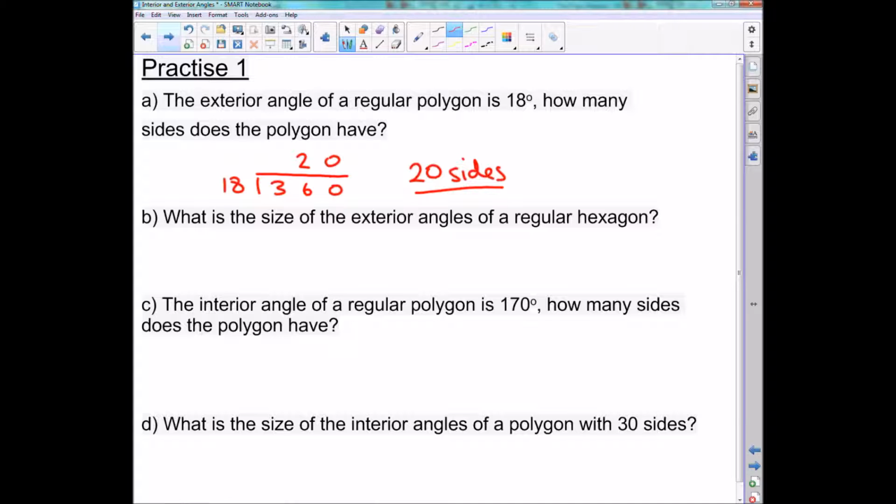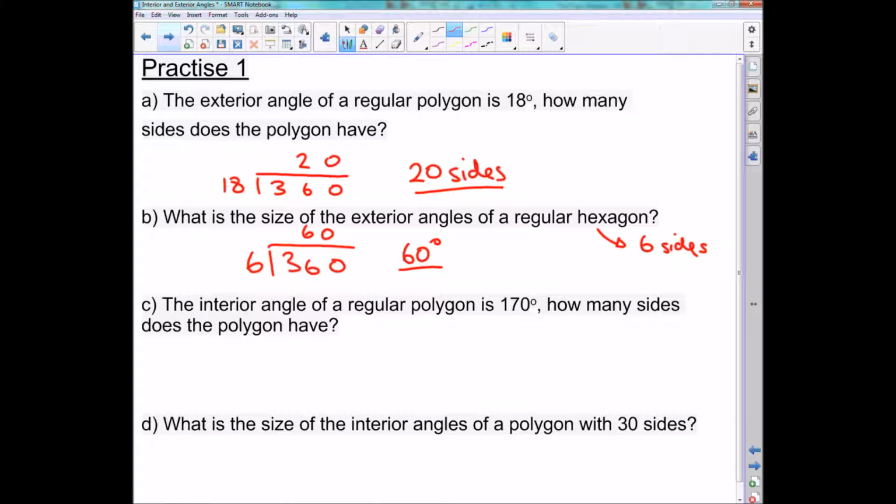B, what is the size of the exterior angles of a regular hexagon? So hopefully everybody knows that a hexagon has 6 sides. So again, I'm just going to do 360 and divide it by 6. So 36 divided by 6 is 6. 6 into 0 is 0. So the exterior angles of a regular hexagon are 60 degrees.